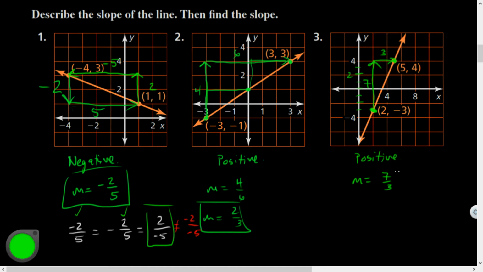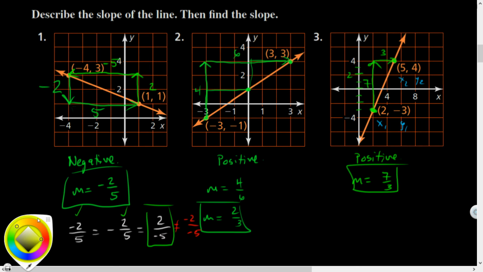7/3 is the slope. And also, I could have, by labeling this x1, y1, and x2, y2, I could use the slope formula. And in case I couldn't count my grid effectively, your slope formula would always help you out, giving you an exact answer every time.